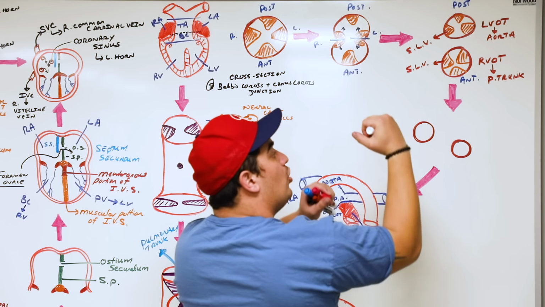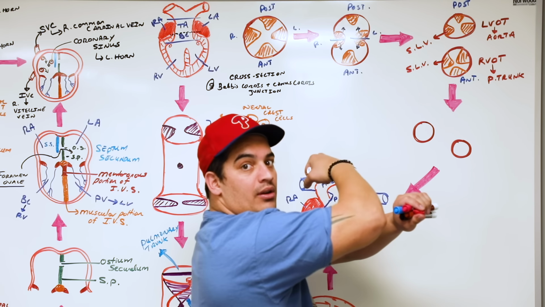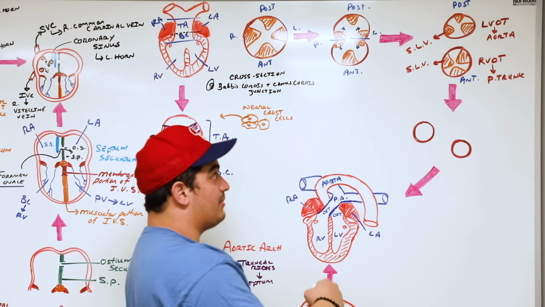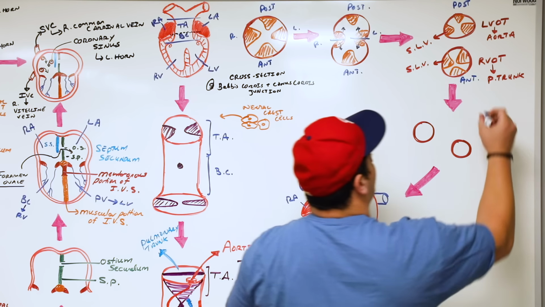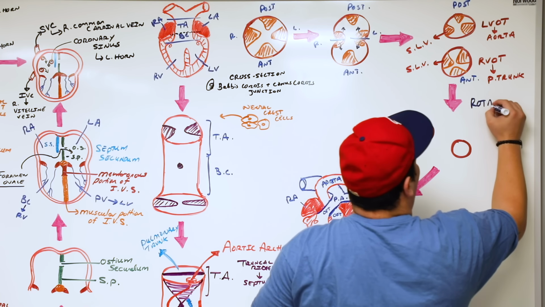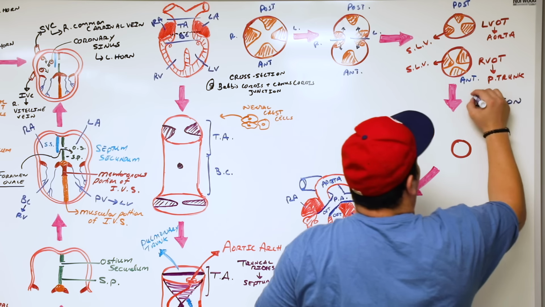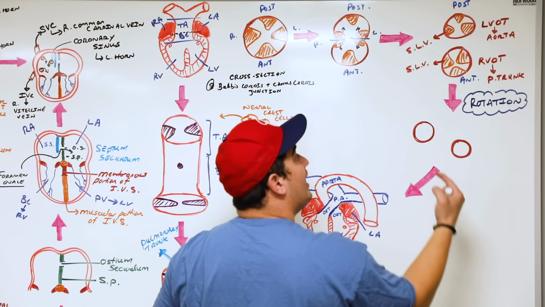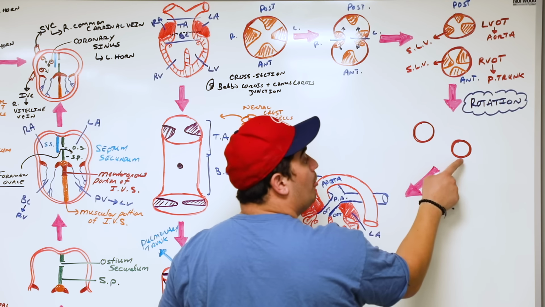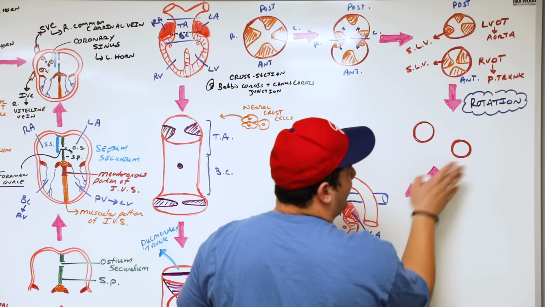And again, not only did we have this invagination and splitting into 2 different types of outflow tracts, what else happens? Rotation. Remember how we had rotation at this point? Same thing's going to happen. We have to have rotation. And whenever we have this rotation, it puts the aorta a little bit more posterior and on the right side, and the pulmonary trunk a little bit more anterior into the left side.